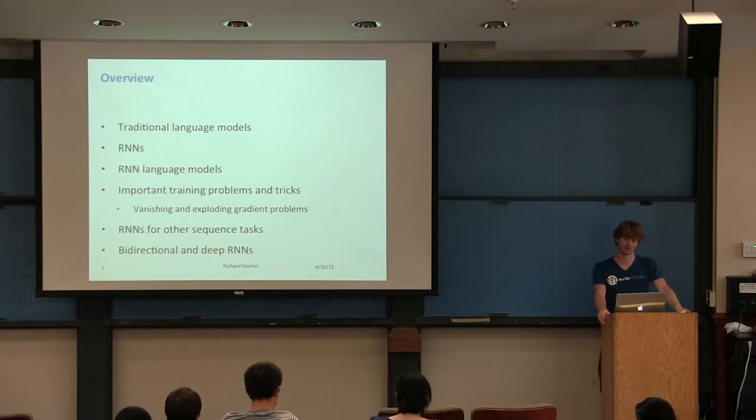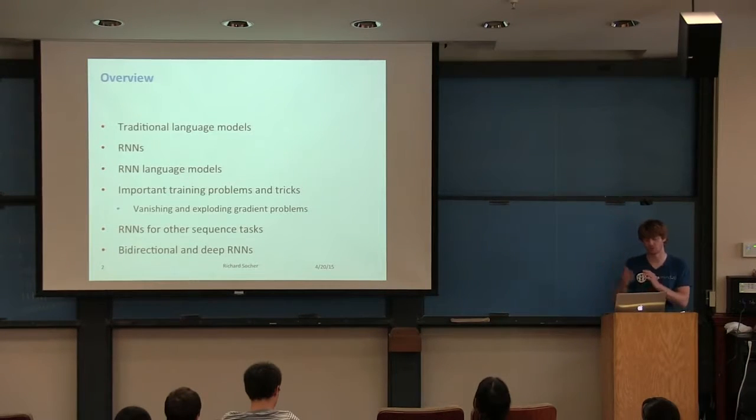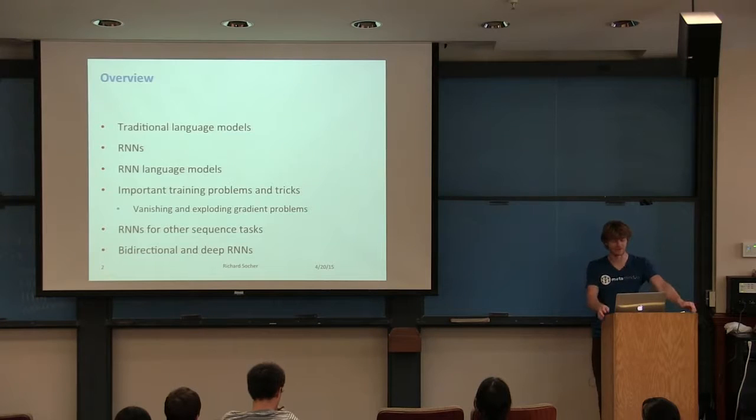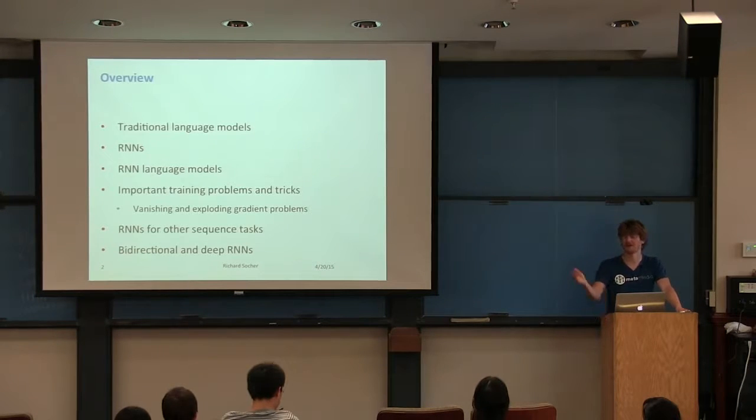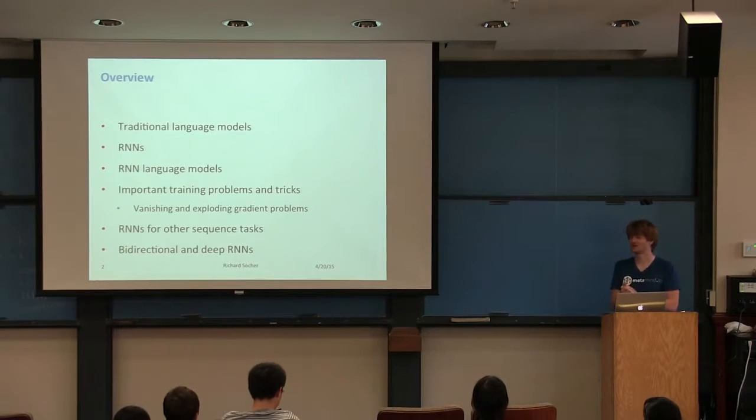So here we'll cover some very important tricks for them, and then show you that RNNs are useful for more things than just language modeling. They can really solve a lot of other kinds of sequence tasks. And we'll go briefly into some extensions of RNNs, namely making them bidirectional, as in moving forward in time but also backward in time, and of course making them deeper, which in many cases helps.